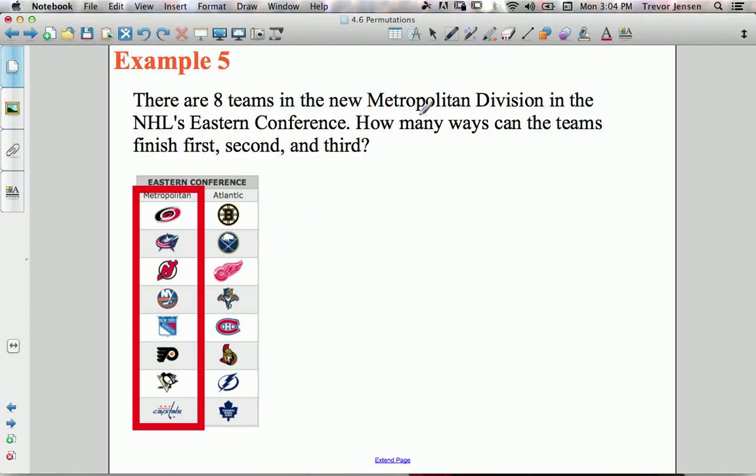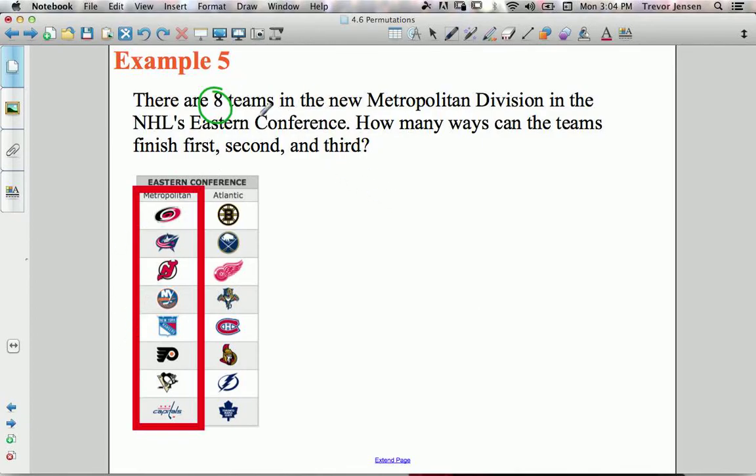Okay, so let's use that formula one more time. There are 8 teams in the new Metropolitan Division in the NHL's Eastern Conference. The Metropolitan Division just got introduced this year, in 2014, into the NHL. These are the teams in the red box here that are in the Metropolitan Division.